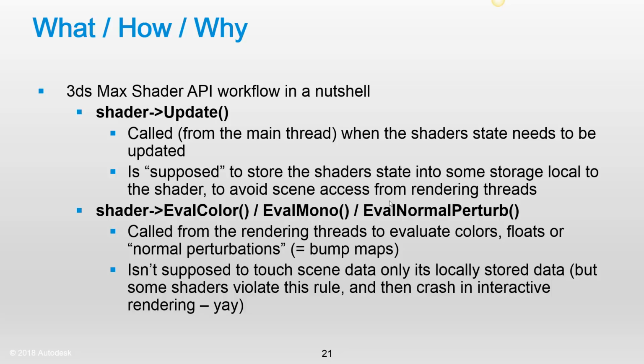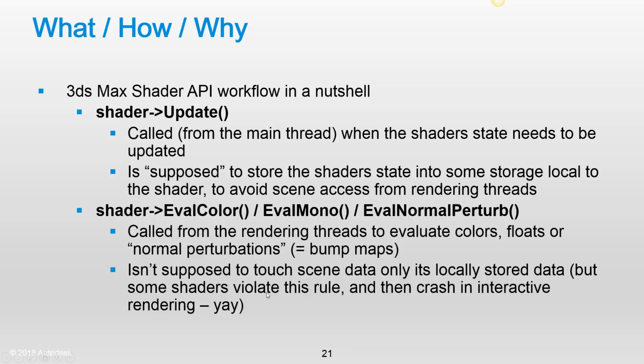For production rendering it doesn't matter because the main thread is parked, but in active shade, interactive rendering, what actually happens is that while the render thread is rendering and executing eval stuff, there will be an update happening from the main thread. And if this communication breaks down, there might be a crash. If the eval function goes to a pointer to the object and the update happens, the object might get deleted, for instance, well, that breaks.